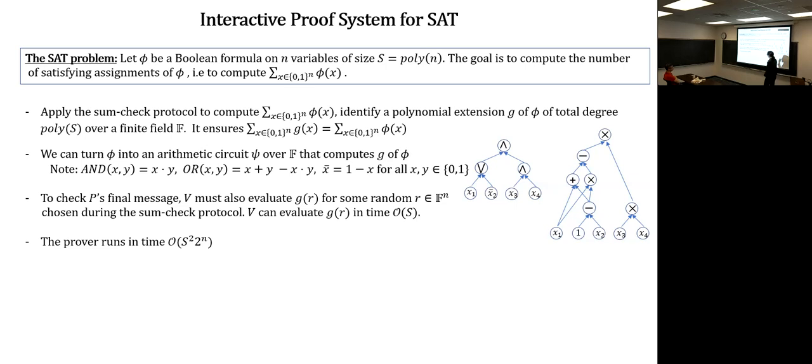So a possible solution to solve this problem is to apply the sum check protocol, which you have seen on the previous page, to compute basically the sum by identifying a polynomial extension g of phi of total degree, which is polynomial in s, which ensures that the following equality is satisfied.